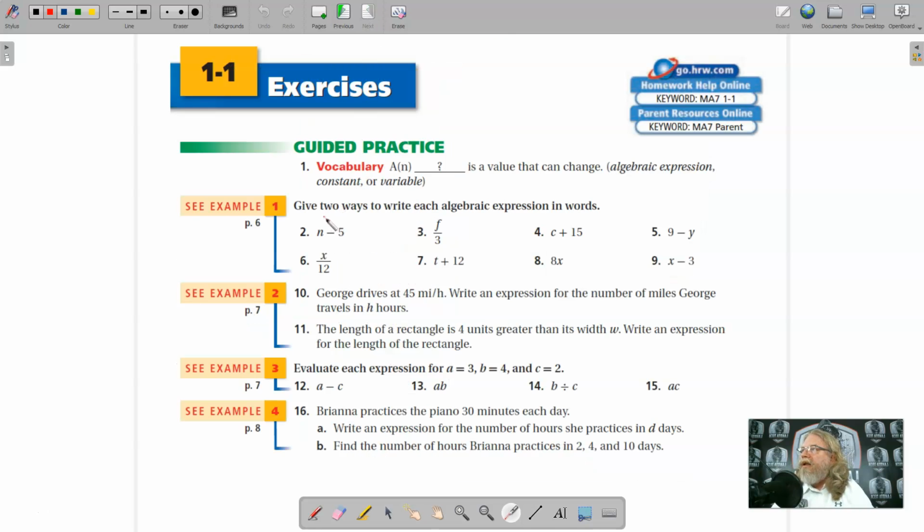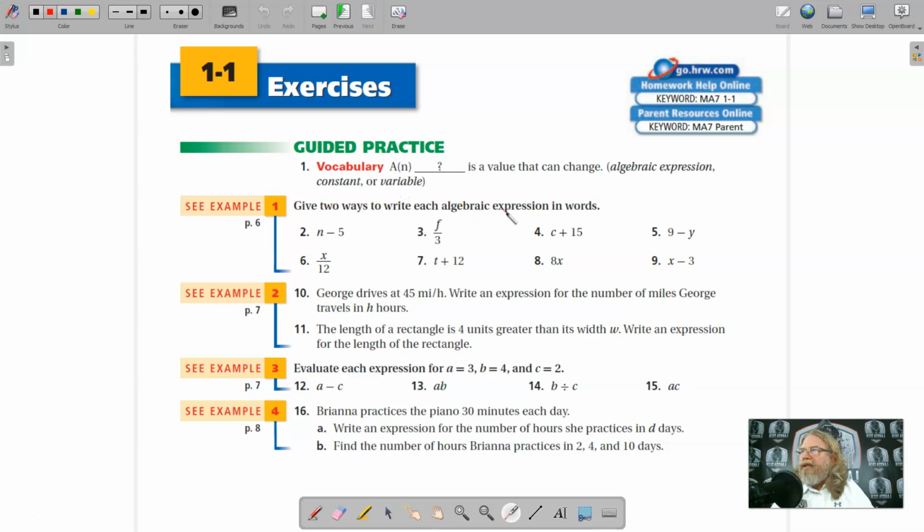Let's go ahead and look at our review here. Guided practice. First, a vocabulary word. A blank is a value that can change. Is that algebraic expression, constant, or variable? Hopefully you said variable. Variable is a symbol that represents a value that can change.